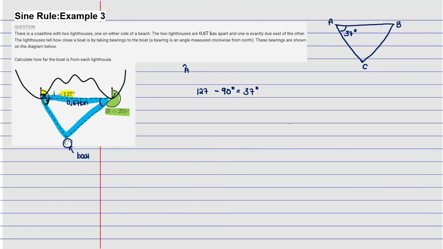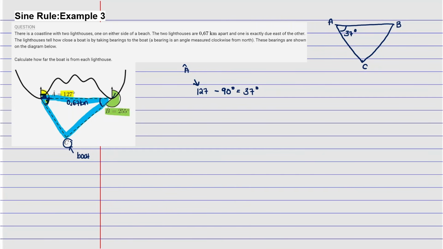I hope that makes sense, right? We already know that this is 90 and the entire thing is 127. So the small portion that we want inside is this 37. If you say 90 plus 37, you're going to get this 127. I hope that makes sense. So we're sorted with that one, right?